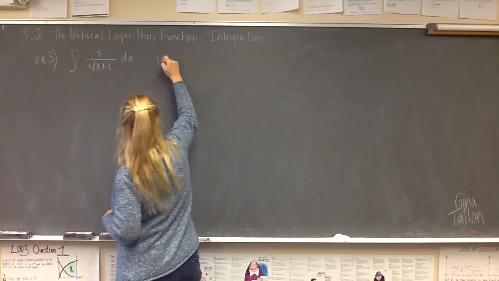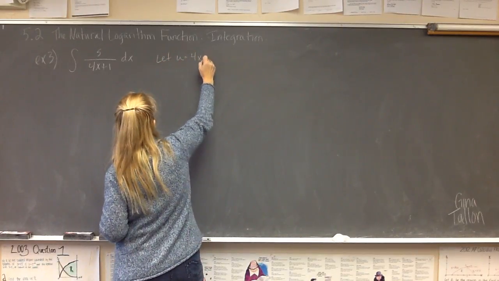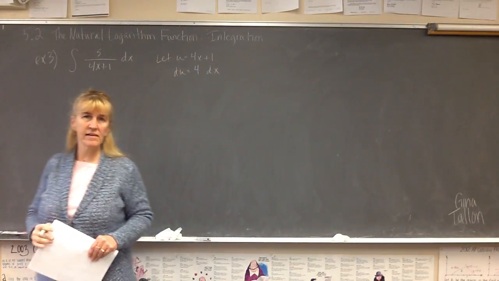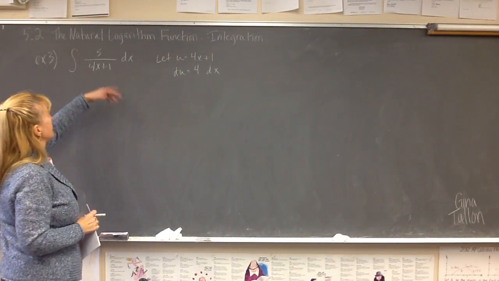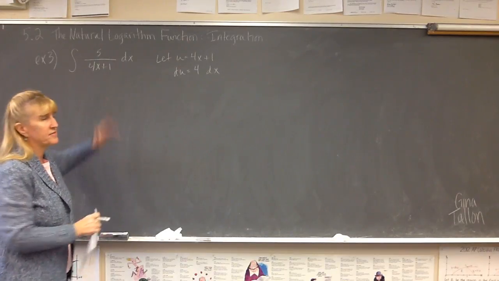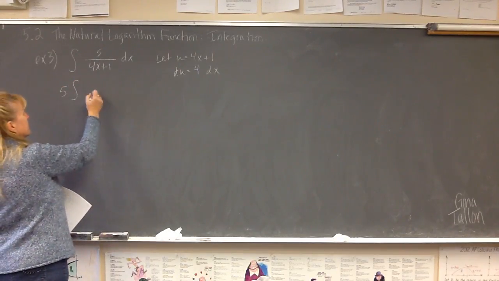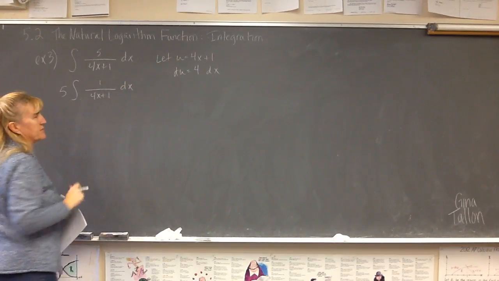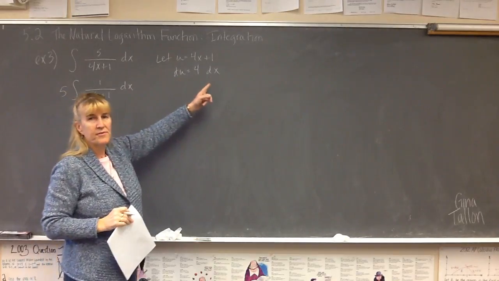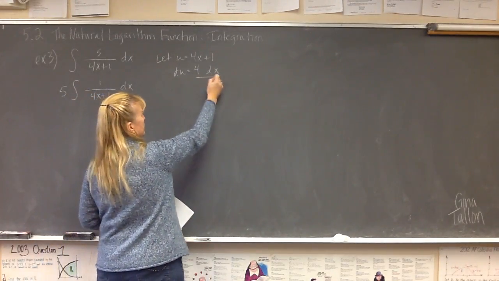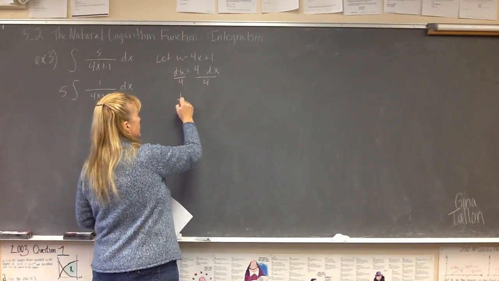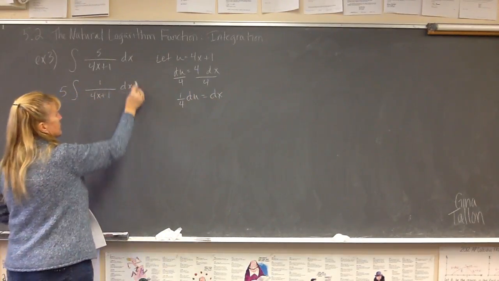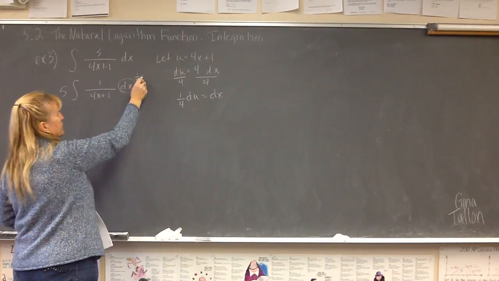I'm going to go to the side and I'm going to say let u equal 4x plus 1. My du is 4 with respect to x. I don't have a 4 over here. I have this 5 sitting here. I don't want that 5 sitting there, so I'm going to take that 5 to the outside and rewrite this without the 5 sitting in there. And now I don't even want this 4, so I'm going to eliminate this 4 simply by dividing both sides by 4. I get 1/4 du is equal to dx. So I'm going to say that my dx is 1/4 du.